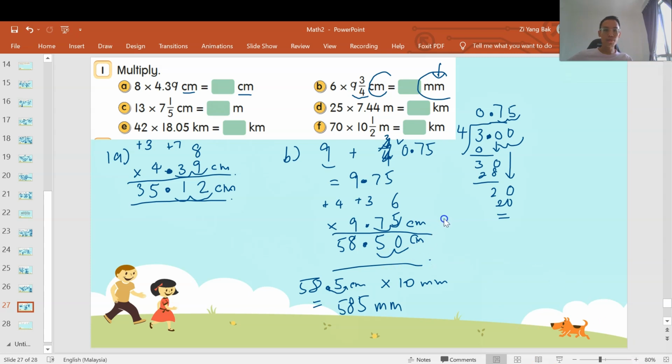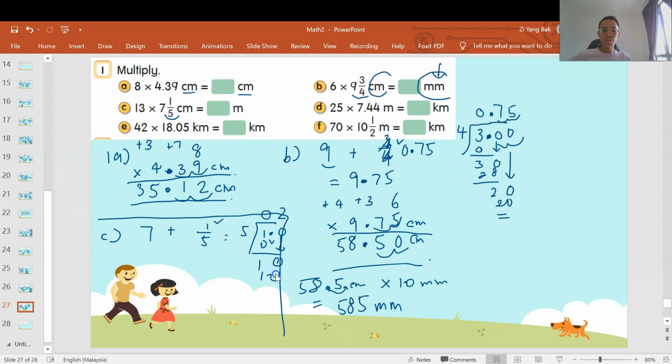For question C, change this to decimal point first. 7 plus 1 over 5. 1 over 5 is the same as 1 divided by 5. Now the number on top is the number inside. 0 times 5, 0. Balance is 1. Add 0. Bring down 0. 2, 5, 10. 1 decimal place. So 1 over 5 is the same as 0.2. You put together is 7.2. 7 is the round number.